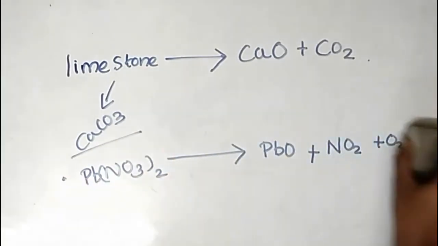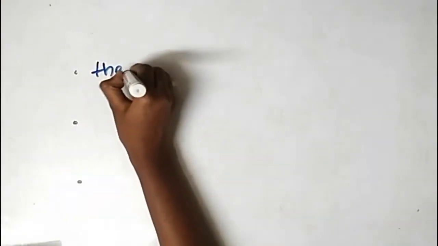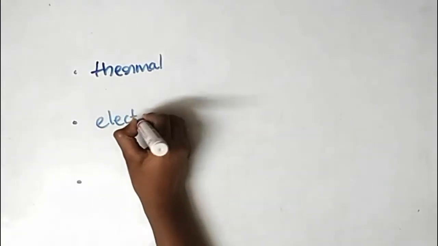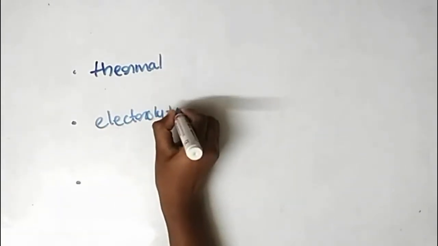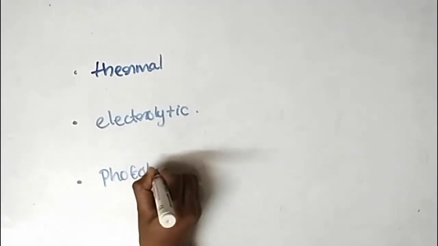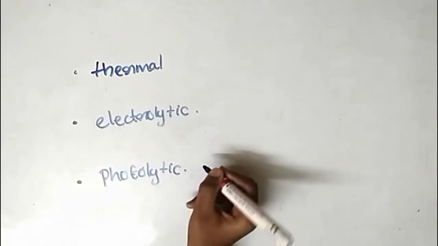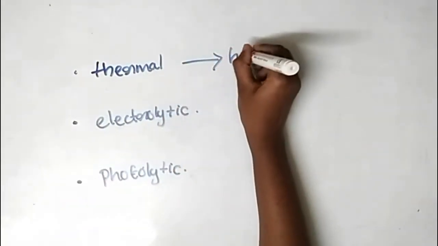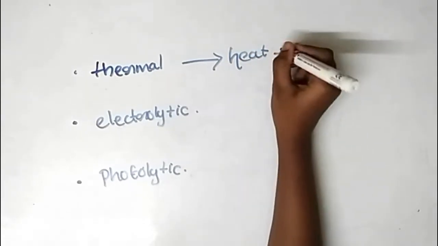Now we will discuss the types of decomposition reaction. There are mainly three types of decomposition reaction. The first one is thermal decomposition, then electrolytic decomposition, and photolytic decomposition. When the decomposition occurs with the help of heat, it is called thermal decomposition.